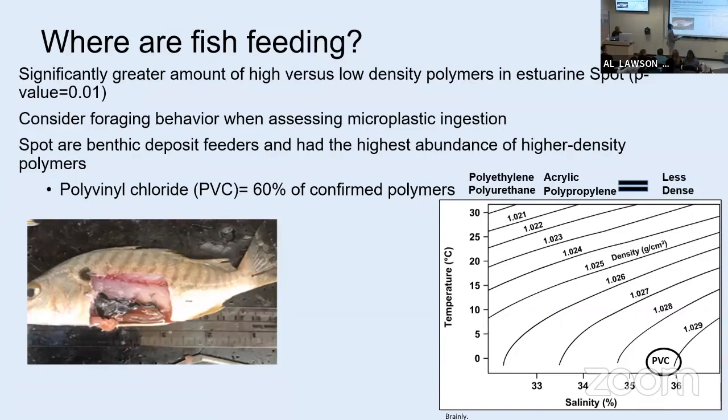So we need to consider the foraging behaviors when assessing microplastic ingestion. Again, spot are benthic deposit feeders and had the highest abundance of the higher density polymers, such as polyvinyl chloride. So this makes sense because spot are benthic deposit feeders and they're sifting through the sand to get their foraging needs and get their nutritional value. So they come into contact with those denser polymers and those denser particles in question. And it's cool that we saw that reflected in their digestive tracts and their gill arches.